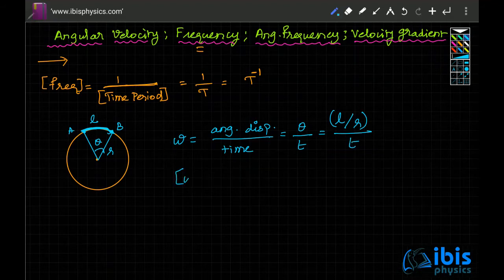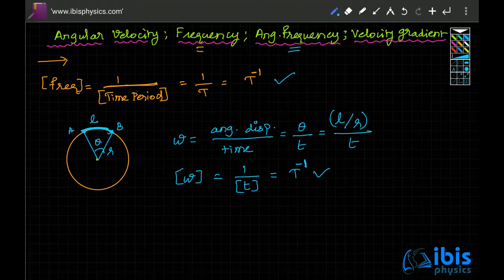So the dimensions of omega: you know that length by radius, radius is also a measure of length. So length by length, so theta does not have dimensions and only the time has dimensions. So omega, the angular velocity, is 1 by dimensions of time. Dimensions of time is t, so 1 by t is t power minus 1. So frequency and angular velocity both have the same dimensions, but they are different. Frequency is the number of waves produced or number of oscillations in 1 second, whereas angular velocity is the rate of change of angular displacement, or the total angular displacement by time.